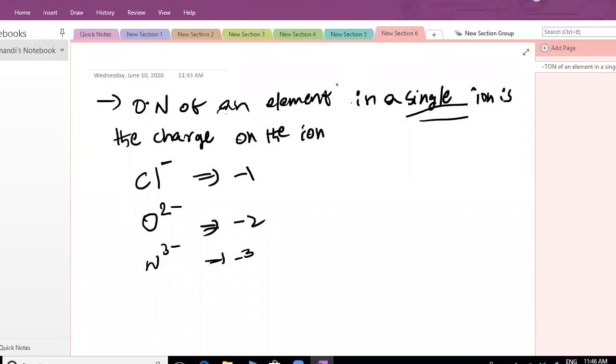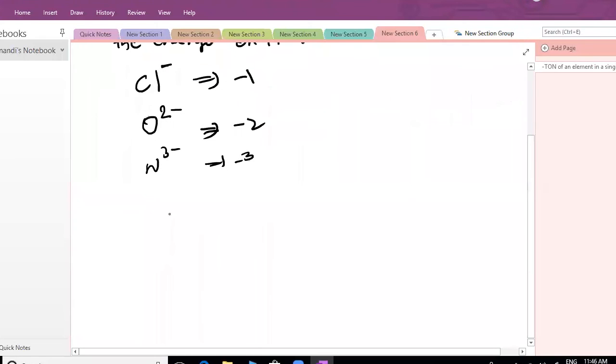Now onwards, easy. Already I gave previously also. So all these points are easy, sir, for you people. Right. A group elements. First A group are alkali metals.